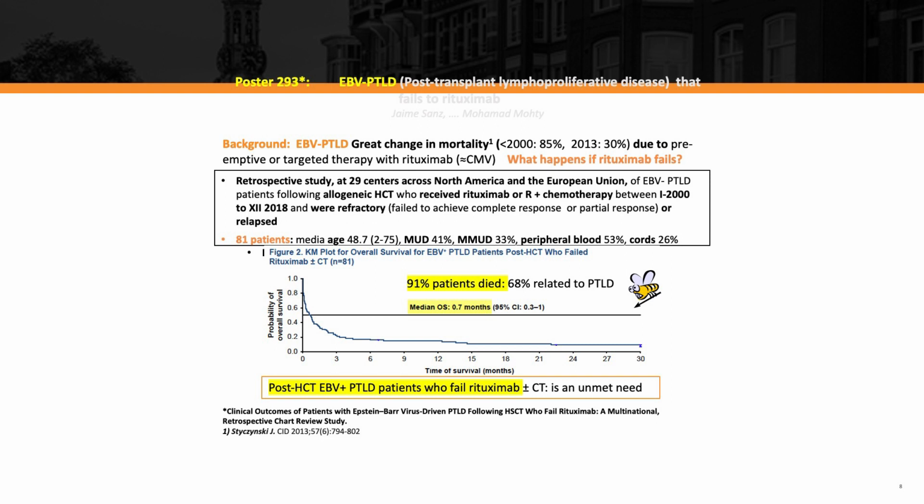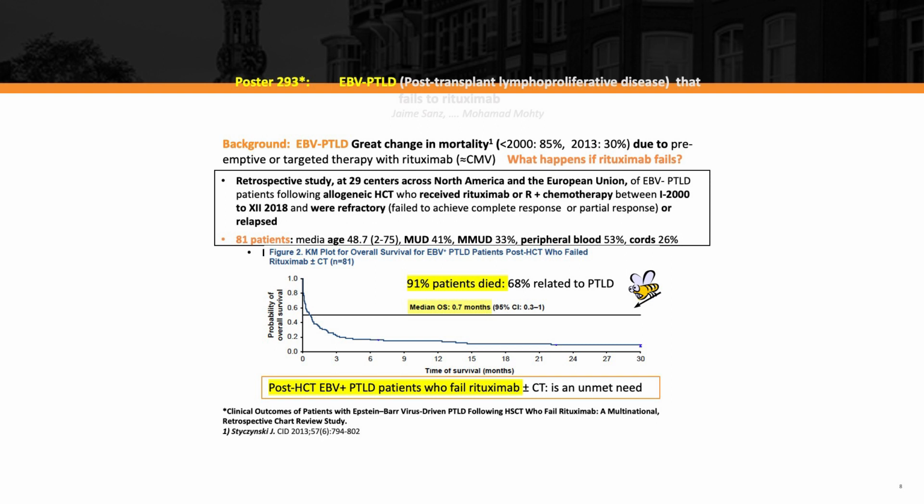The median time from transplant to PTLD was 3 months. This is the usual time. You know that this is an early complication; the median time is more or less 3 months after the transplant. And here you have the results. It's terrible: 91% of the patients die.